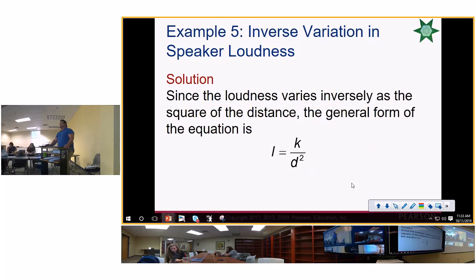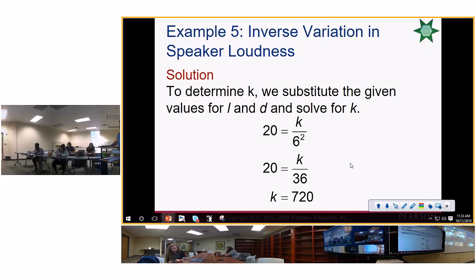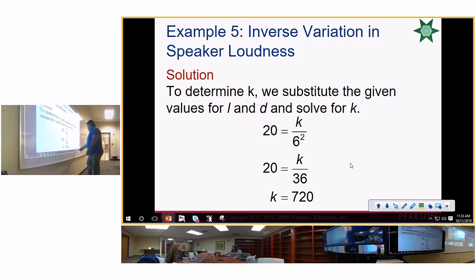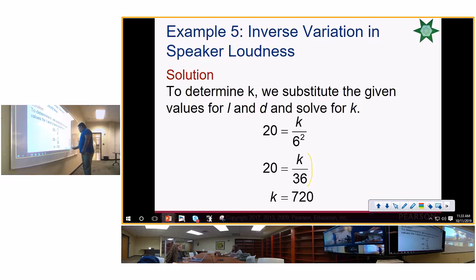There's L is equal to K over D squared. So they get K is equal to 720. 36 in town. Well, how do you get rid of a fraction? Multiply by the what? Denominator. What's the denominator? 36. So I'm going to multiply this side by 36, and this side by 36.